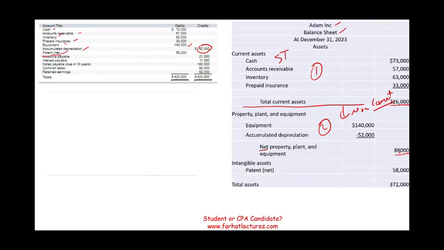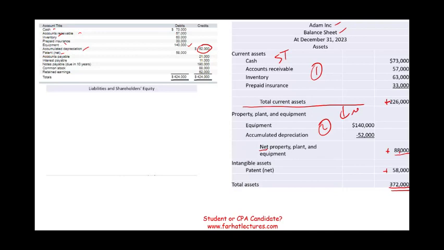Our total assets are 372,000, which is the total current assets plus net property, plant, and equipment plus net patent. Net patent means it's the patent minus amortization. They're not giving us the amortization account here. They're just keeping it simple. So total assets is 372,000. Now I expect liabilities and equities to be 372,000. Let's find out if that's the case.